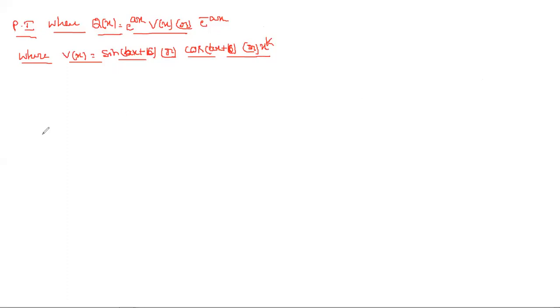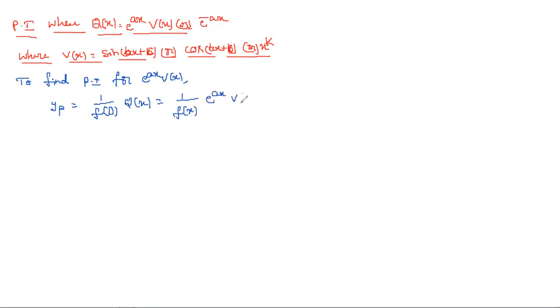So here, to find the particular integral for e power ax into v of x. Okay. So what is the first step? Generally, for the particular integral, which formula are we writing? y p is equal to 1 by f of D into Q of x, right? And Q of x is nothing but, here we chose, e power ax or e power minus ax into v of x. So this is what we start with to find the particular integral.